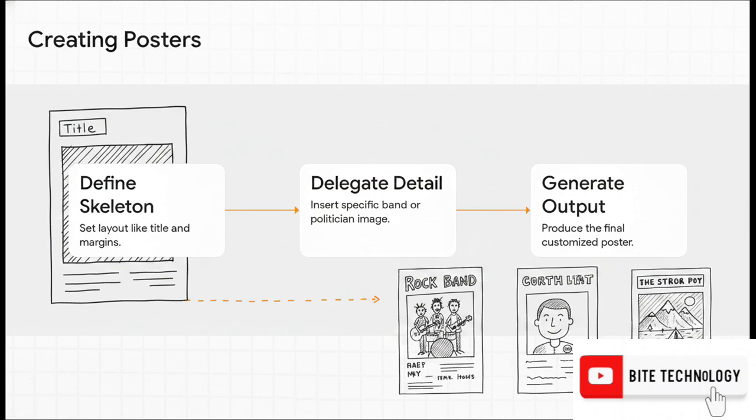The margins, the spacing, the overarching layout, that is their fixed algorithm. It literally never changes. But the specifics, those absolutely change. If a rock band hires them, that empty image slot gets filled with the band's photo. If a politician hires them, that exact same slot gets a campaign headshot. The agency has built a single blueprint where the overall sequence doesn't vary, but the specific delegated details are just swapped out depending on who the client is.